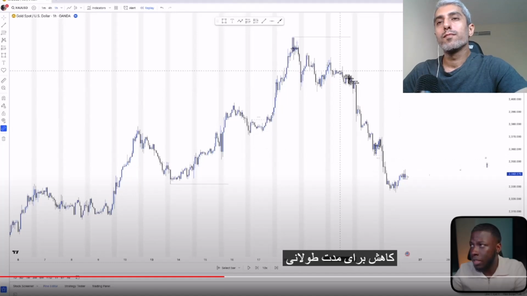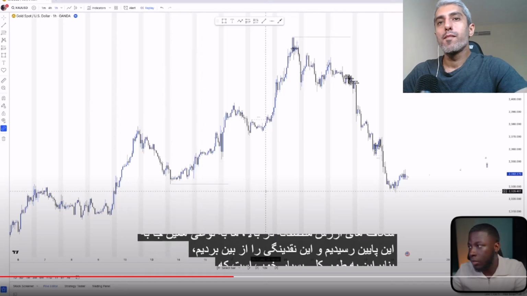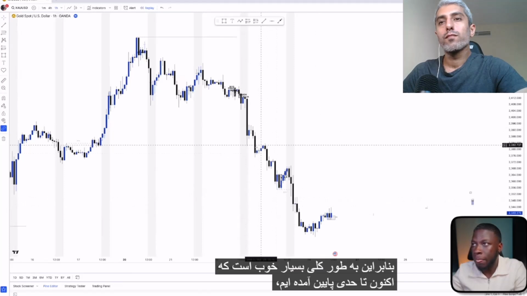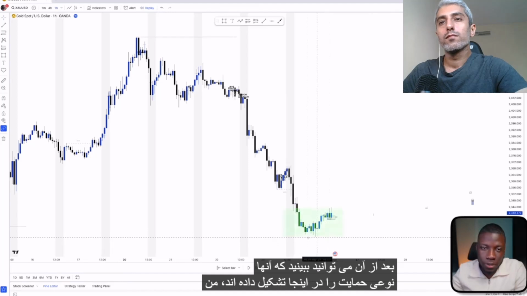For a long time, a ton of fair value gaps up top. We kind of just hit this low right here, taking out this liquidity. So overall, it's like, okay, cool. We've gone all the way down now. Now, overall, yes, the 1 hour is bearish, but then you can kind of see that they have formed some kind of support right here.